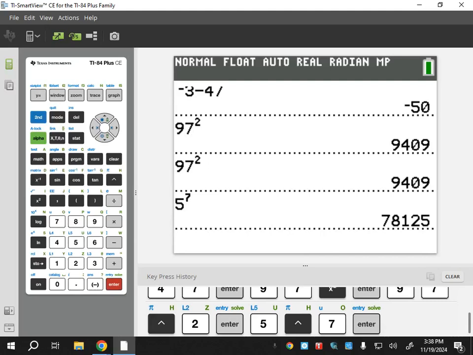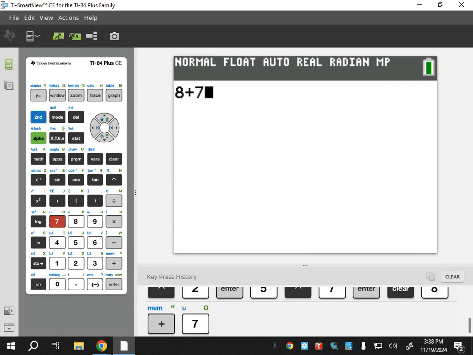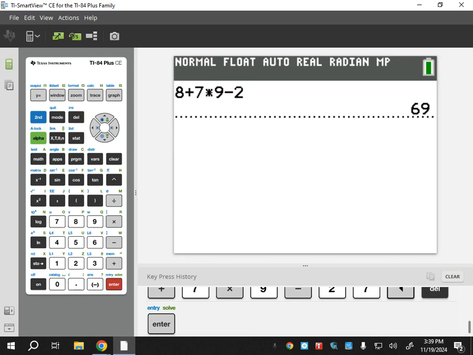If my screen gets really crowded and I want to clear it out, I can push the clear button and it's going to clear that out for me. If I am typing in an expression and oops, I didn't mean to put a 7 there, it's really -2, I can go over to a number, highlight it, and then rather than pressing clear and starting all over again, I can push delete and then enter.